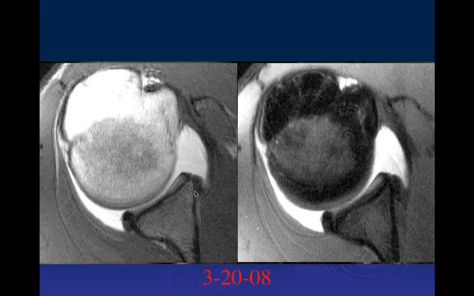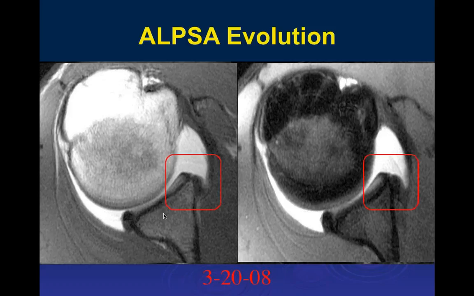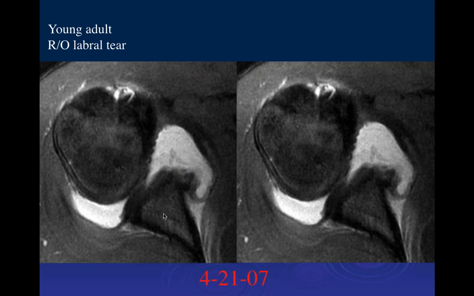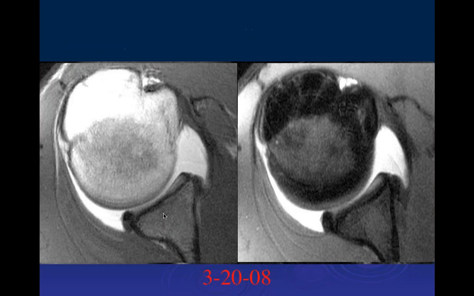They freed up the displaced, scarred-in labrum, replaced it here, and then fixed it in this location. So when you see this kind of thickening anteriorly here, that's a hint that you're dealing with an anteriorly displaced tear or an ALPSA type lesion, which, if they need to do surgery, they need to free it up and put it in the right location and fix it. So this is right after the acute injury, and this is 11 months later.